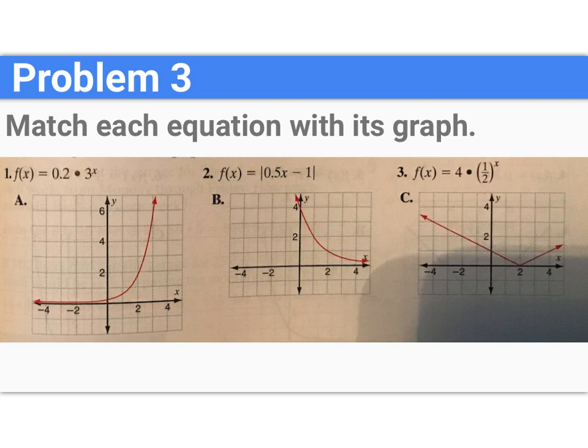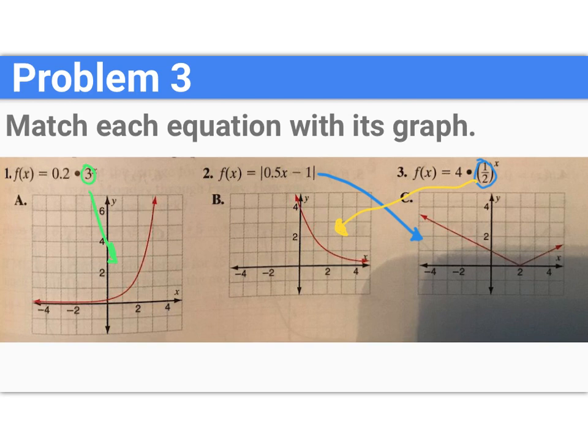All right, looking at this problem, we can quickly identify this as an absolute value function that will give you a V. So this one goes here. We're not sure about the exponential function, so what I would say is that you should probably graph them. But to cheat, our 3 is bigger than 1, so I would say this is going to go here. The number that's multiplying the exponent is less than 1, so that one is going to go there. So make sure you graph them.